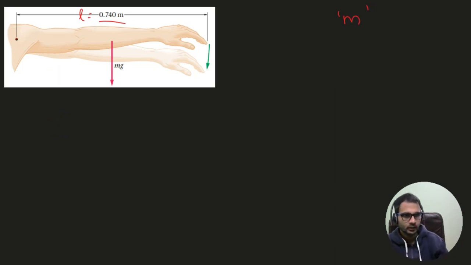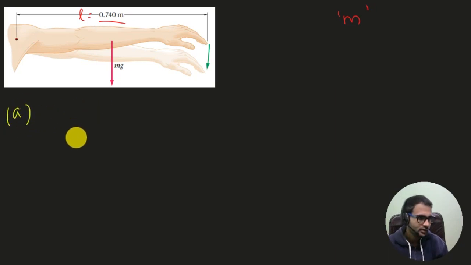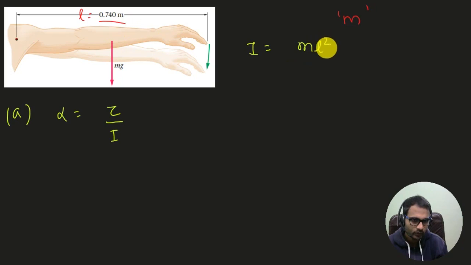Okay. Now we're going to solve the A part first. For that we can use, same thing, Newton's second law of motion for rotational motion. So I can write that alpha equals torque divided by the moment of inertia I. We can consider this to be a uniform rod of length L, and the moment of inertia is given by mL squared divided by 3.